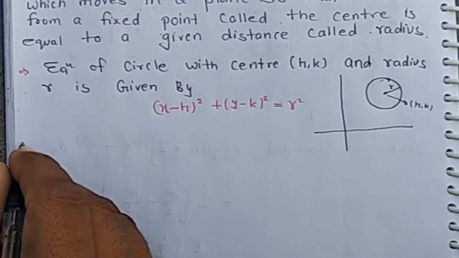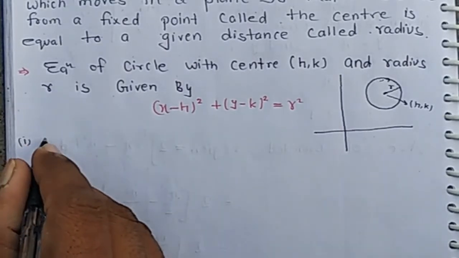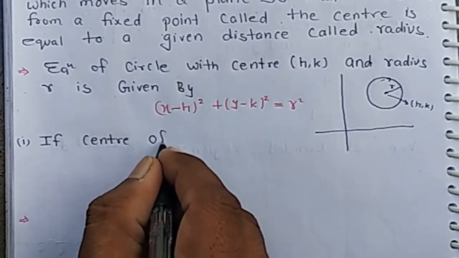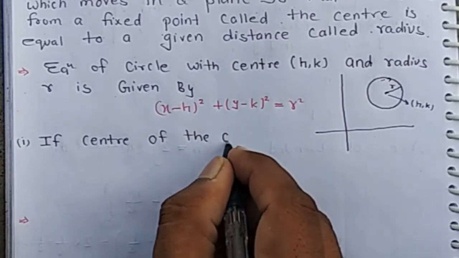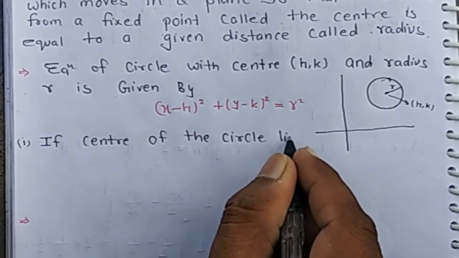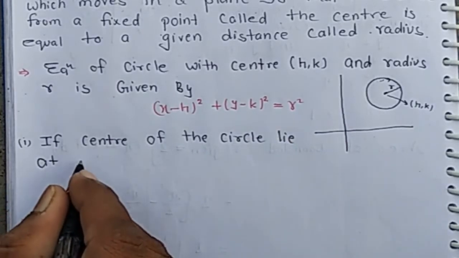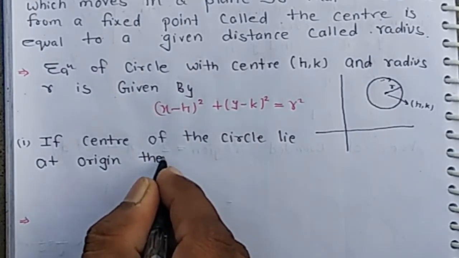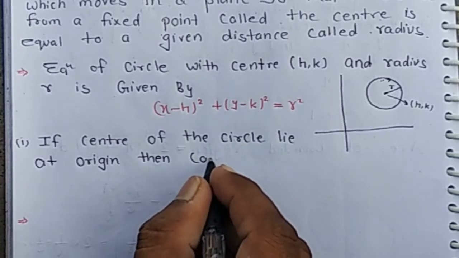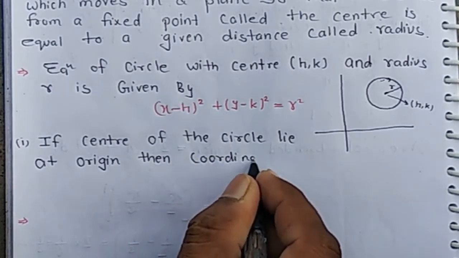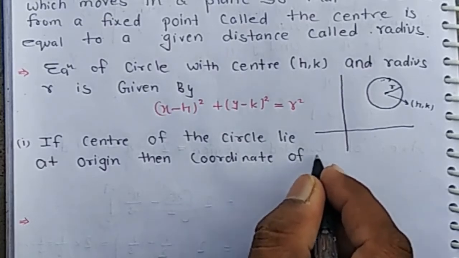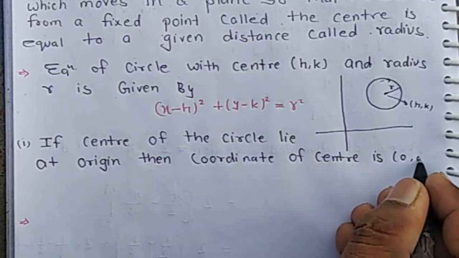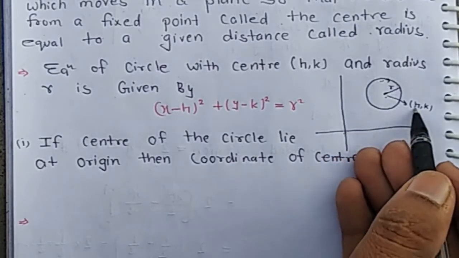Now, if the center of the circle lies at origin, then the coordinate of center is 0, 0. Means if center lies at origin, then h is 0 and k is 0.